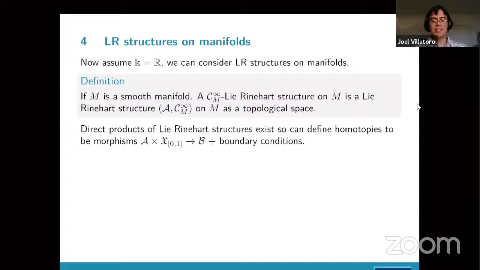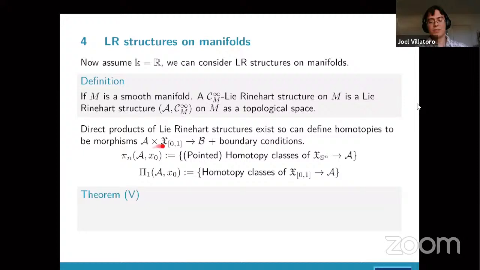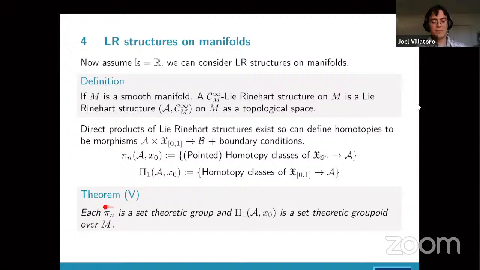And you can define homotopies by using this notion of morphism we've defined for Lie-Rinehart structures. A homotopy is where you take something from A to the interval [0,1] to B, and then you add some boundary conditions. And you can define fundamental groups by taking pointed homotopy classes of such morphisms. And you can even define a fundamental groupoid by taking homotopy classes from the interval into your Lie-Rinehart structure. So here's one theorem: each one of these homotopy groups is indeed a group, and this groupoid is indeed a groupoid. This is just a purely set theoretic claim for now.